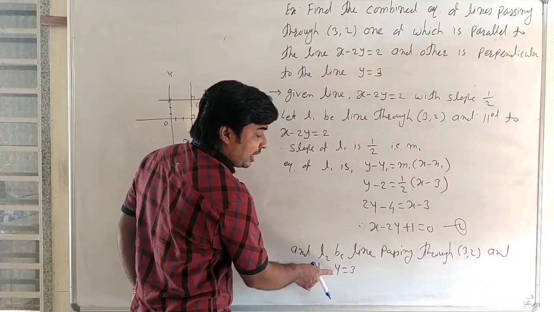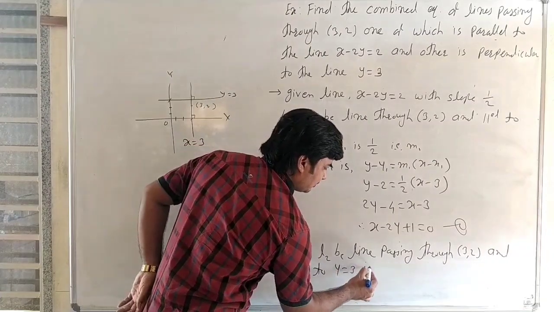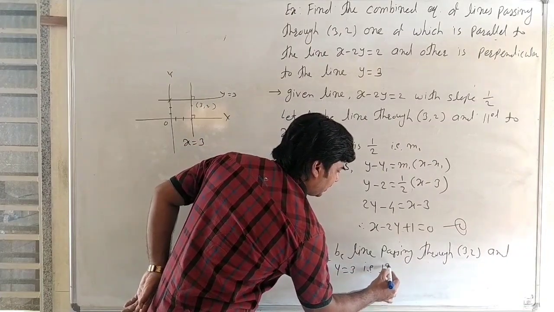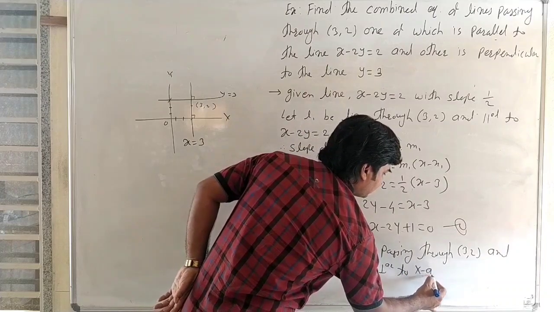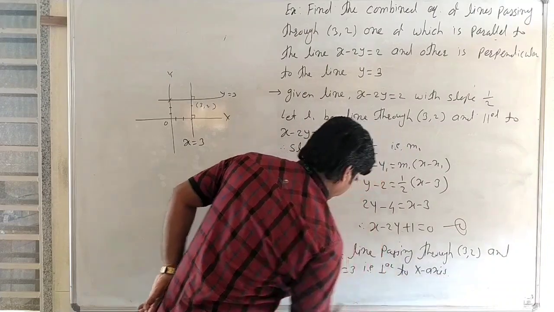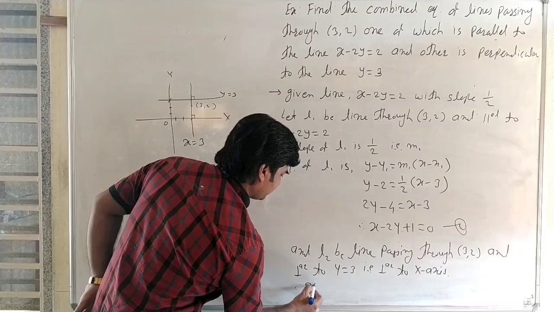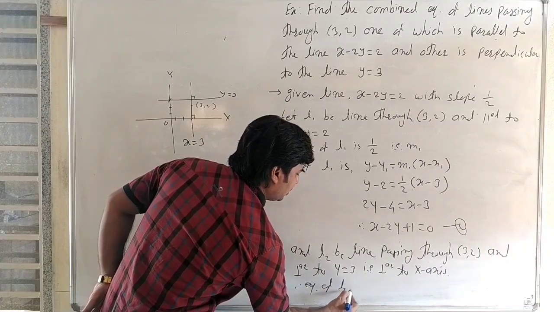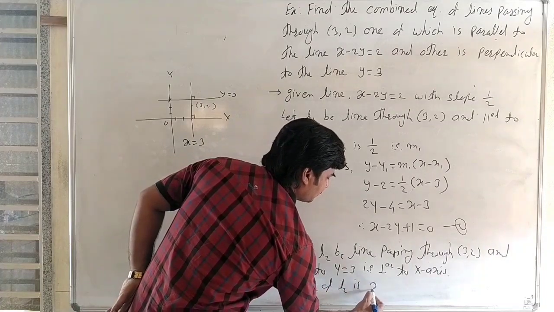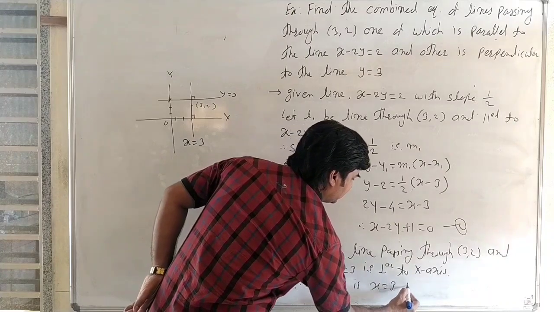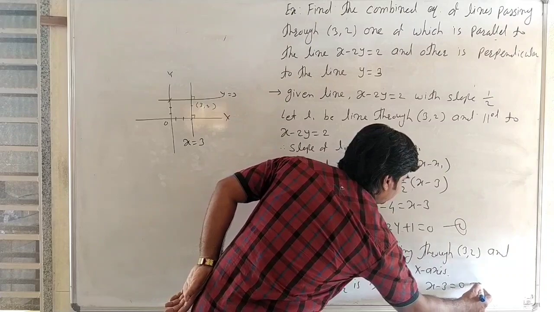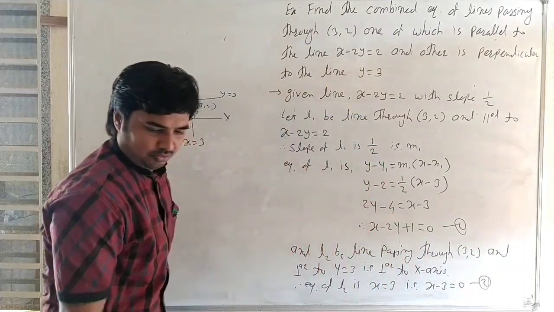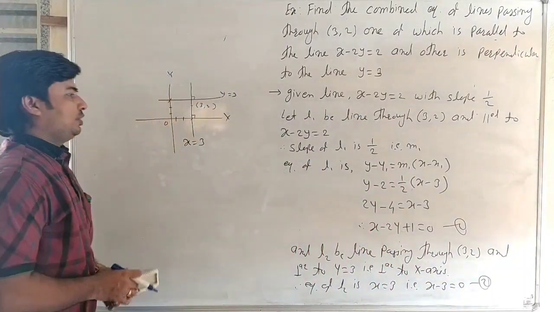Equation of the line perpendicular to y equal to 3, that is perpendicular to the x axis. Therefore, the equation of L2 is x equal to 3, that is x minus 3 equal to 0. It is equation number 2. Now find the combined equation of equation 1 and 2.